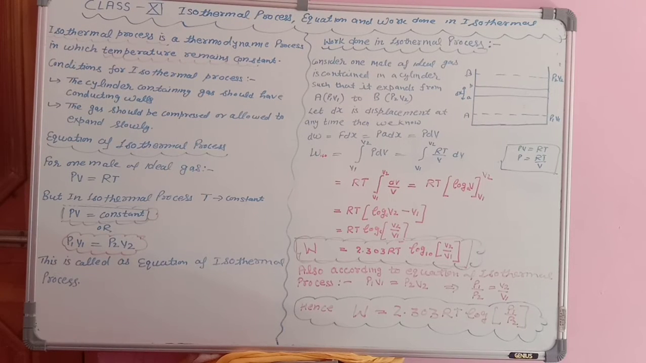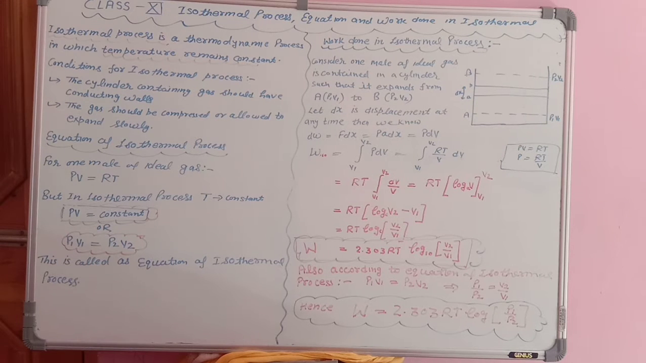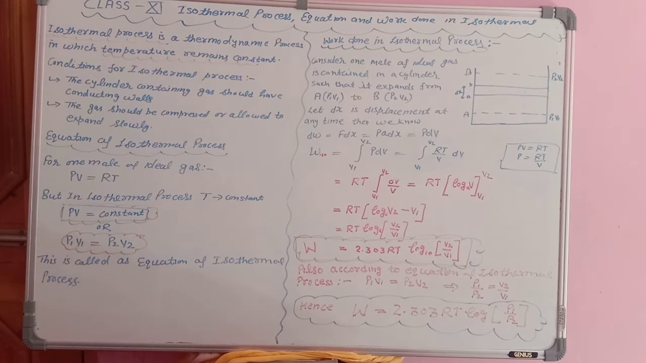Dear students, as you know, we have started our chapter thermodynamics, and in my last lecture I taught you about specific heats, that is, the specific heat at constant volume and the specific heat at constant pressure. We have deduced one relation between both, that is Cp minus Cv is equal to R. Students, we have also proved that Cp is greater than Cv. So I hope that you are getting my videos and making notes as well.